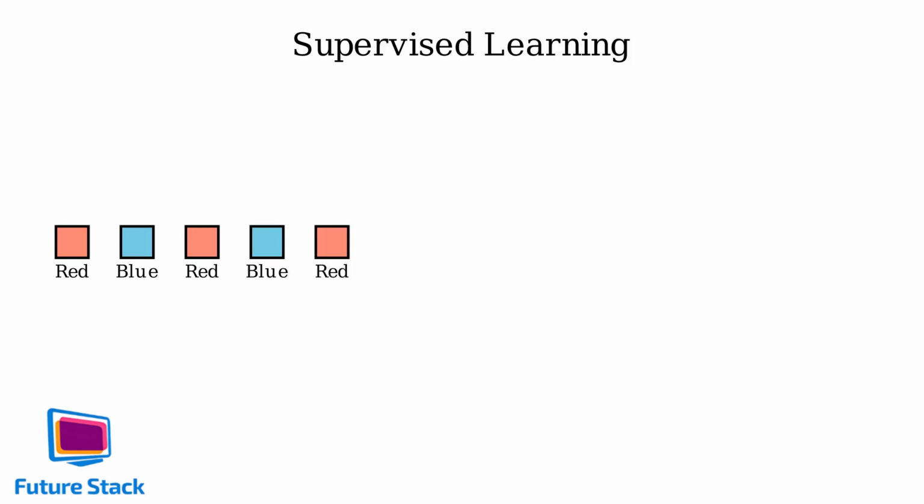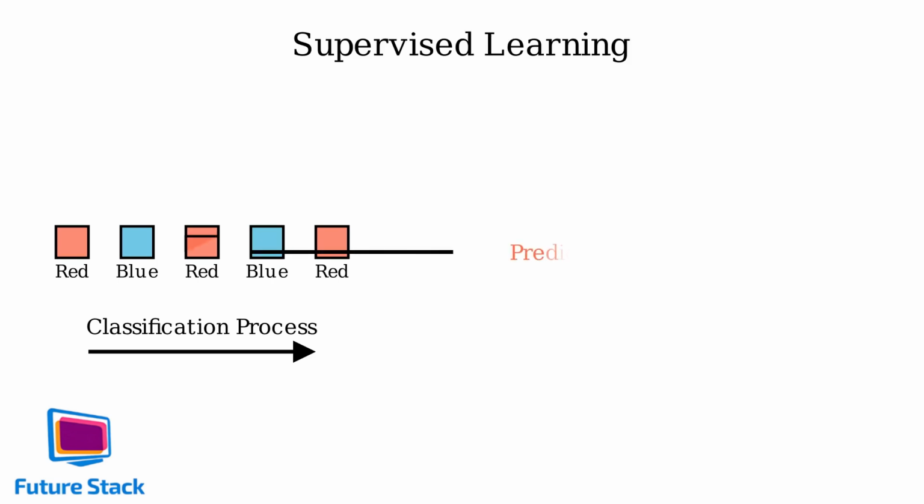In supervised learning, the computer learns from labeled examples. Each training example is labeled with its correct category, like these colored blocks labeled red and blue. When given a new block, the model can predict its category based on what it learned from the training data.